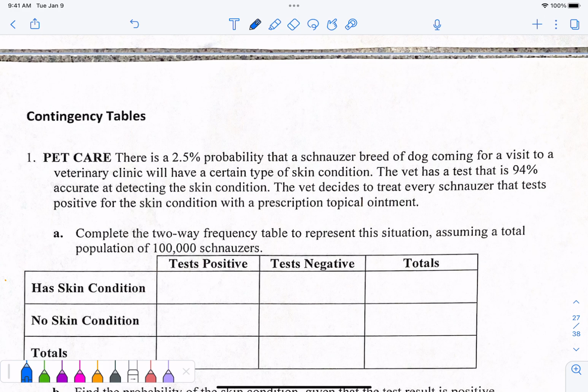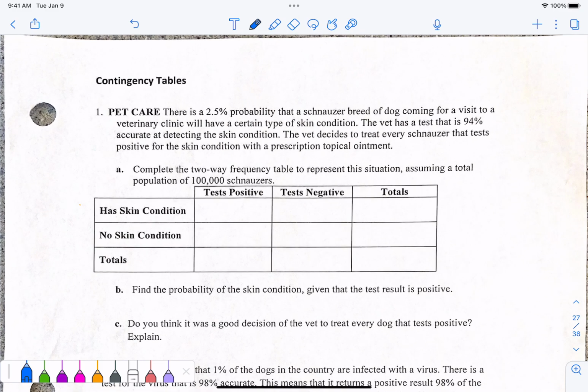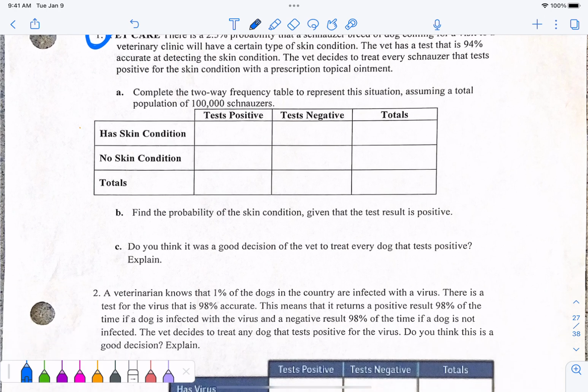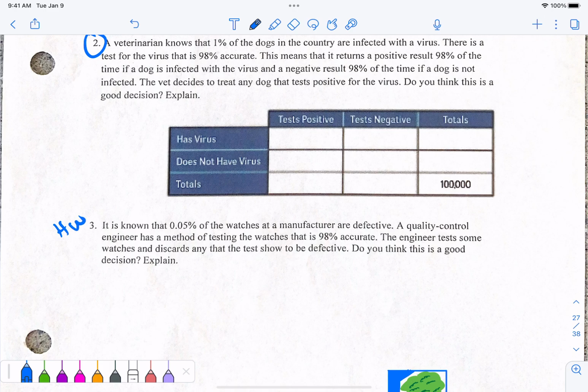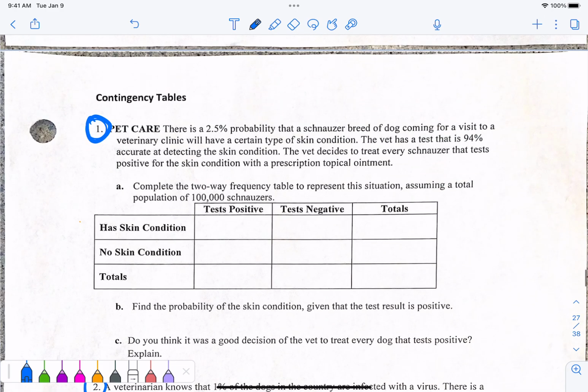This is contingency tables. This is like the part B of section 8.7, but you don't need your 8.7 notes out for this. This page is one-sided, and we will do number 1 and number 2 together. That's like the notes part of it, okay? Your homework is to do number 3, and that's it. Then we'll turn this paper in tomorrow for homework, all right? So here we go, 1 and 2.